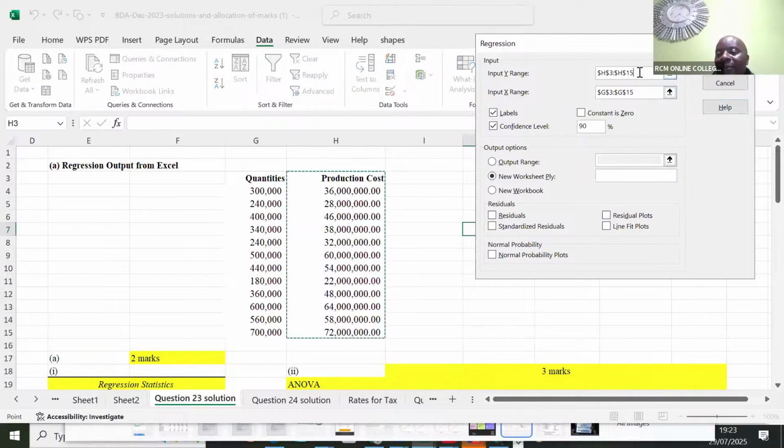Mine here is full, so I need to empty it because I've already done the question. So then come and input the Y. You click on the Y. Y is the production cost. Click on the title. And then now I want to highlight. The easiest way of highlighting this is to press Control Shift down, and then you press the down arrow.